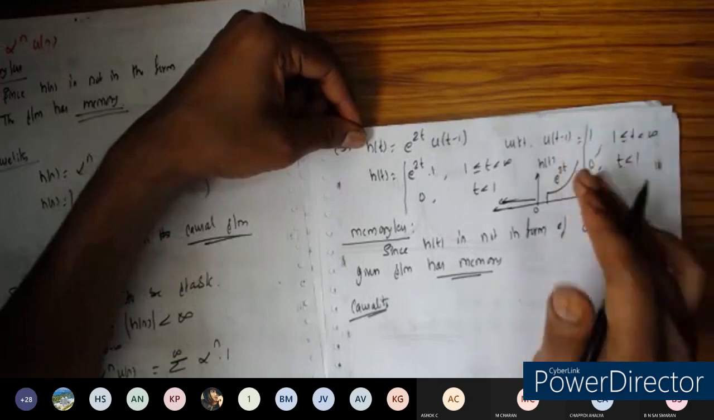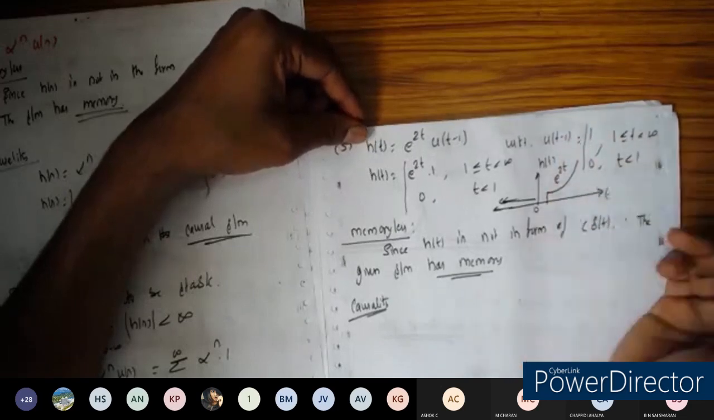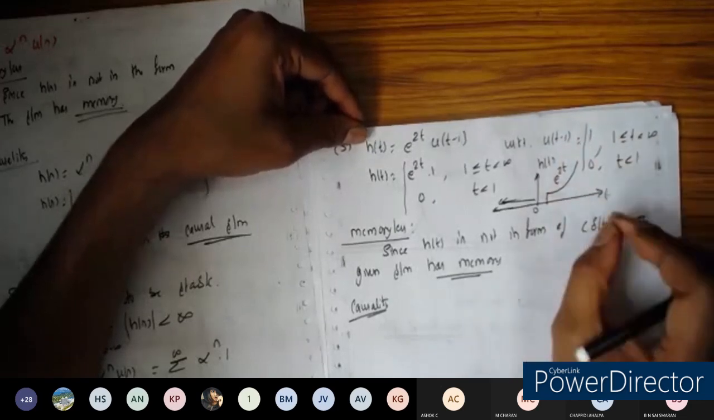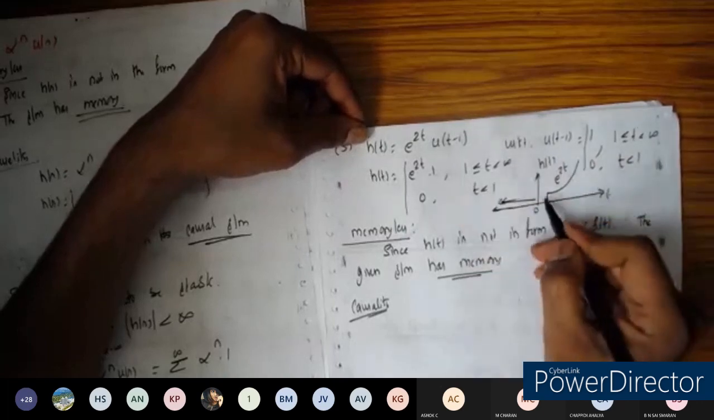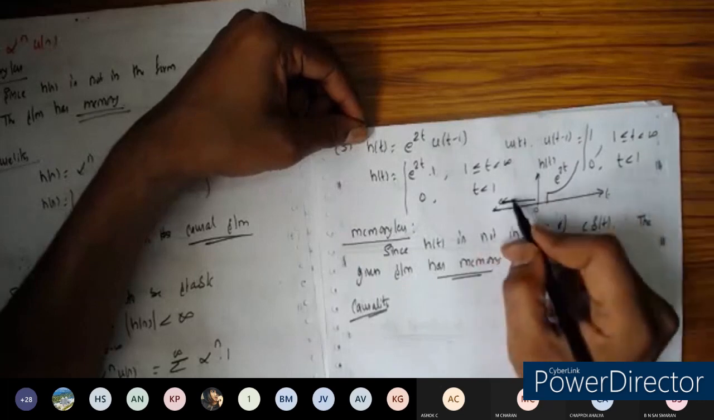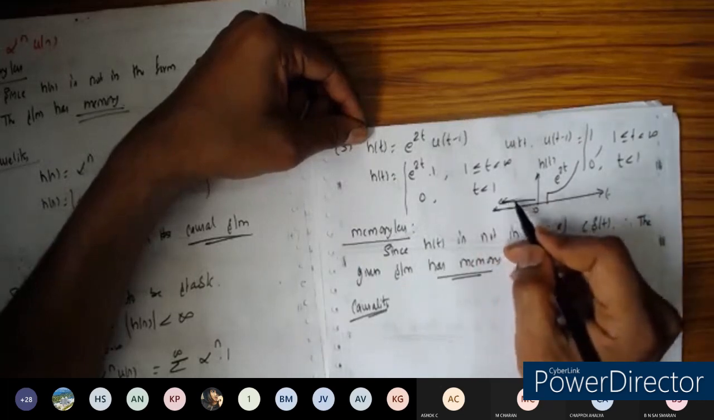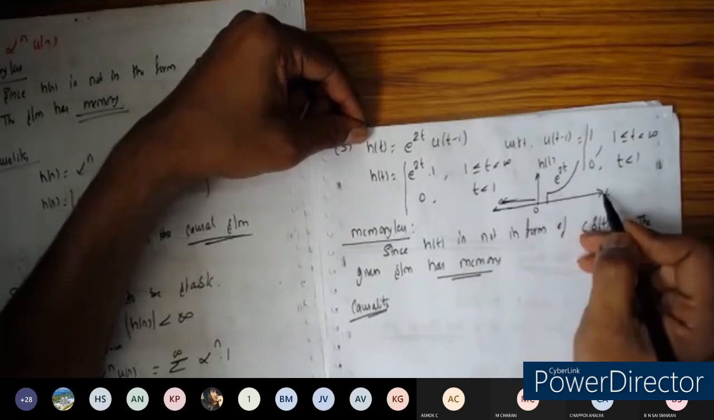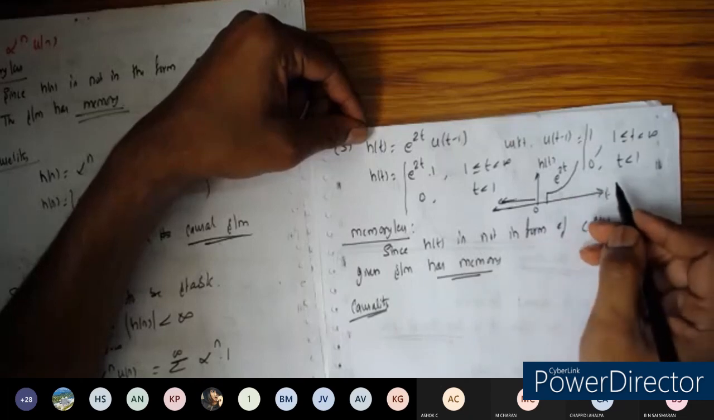If it depends on the present time duration, then we can say it's causal. So in general, the meaning is that either it depends on future values, or on the present and the past values. If it is depending on future values, then it is called non-causal. If it is depending on the present and past values, we can say it is a causal system.